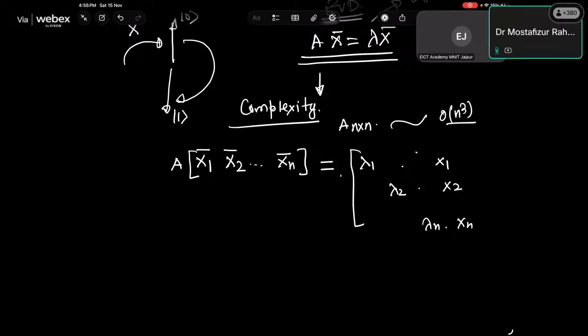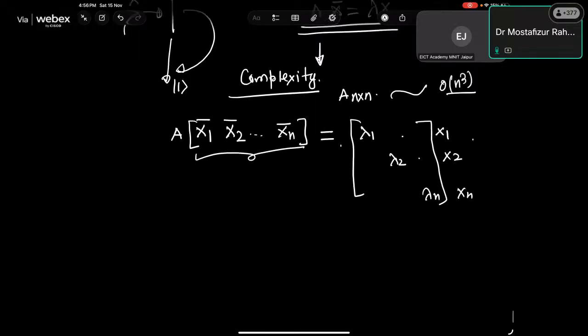So it can be a diagonal matrix, right? You can see, and this is a matrix with all orthonormal vectors, basis vectors, orthonormal vectors. So this is called a unitary matrix.